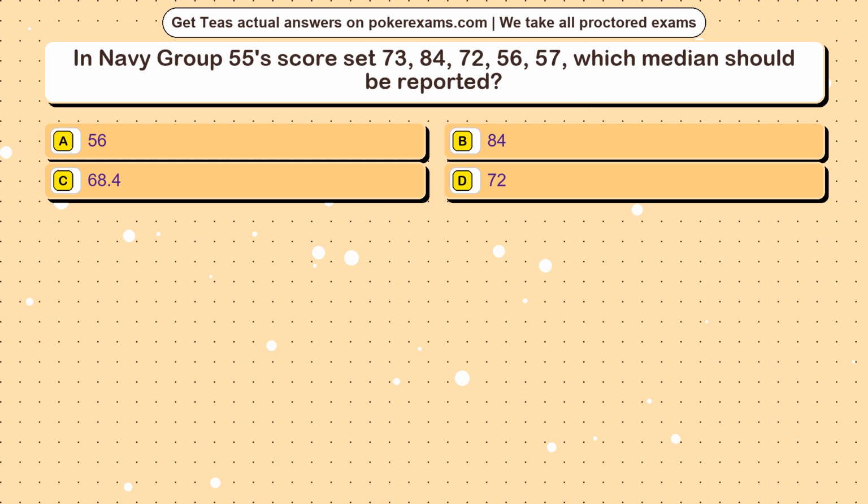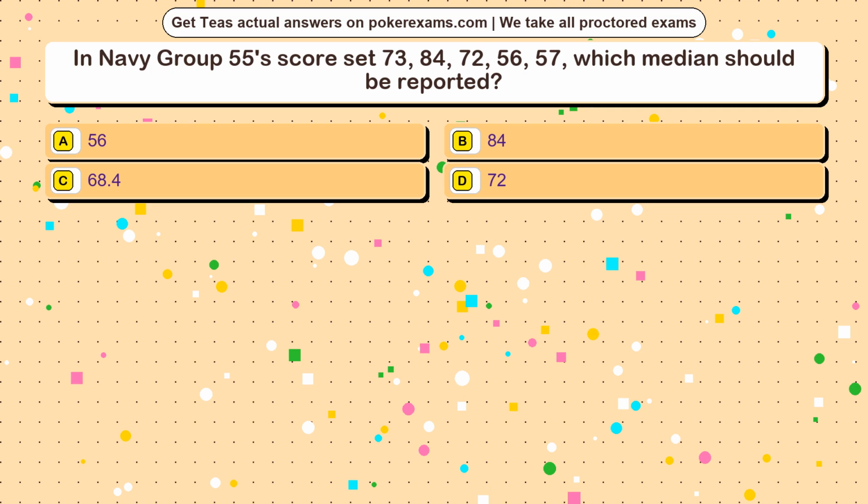Question 12. In Navy Group 55's score set 73, 84, 72, 56, 57, which median should be reported? Option A, 56. Option B, 84. Option C, 68.4. Option D, 72.